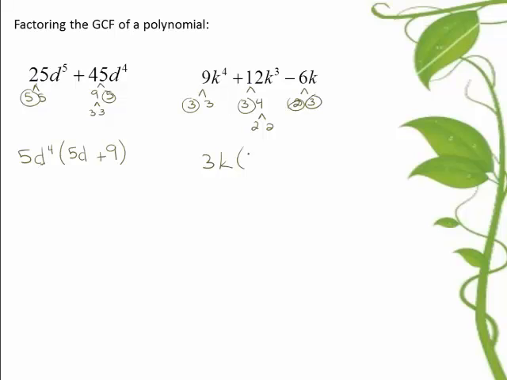9 divided by 3 is 3. 4 minus 1 leaves me 3. 12 divided by 3 is 4. 3 minus 1 leaves me 2. 6 divided by 3 is 2. 1, take away 1, leaves me no k's. And my signs stay the same.